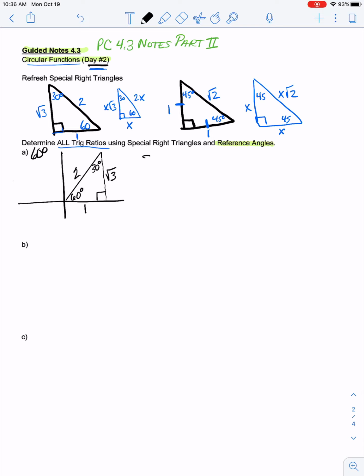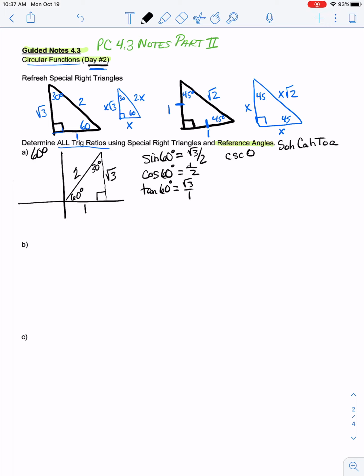Then we could say that the sine of 60, using SOHCAHTOA, remember, you need that over here to the side. Whoopsie. Can't talk and write at the same time, kind of a problem. SOHCAHTOA, there we go. Sine is opposite over hypotenuse, so we'll have square root of 3 over 2. Cosine 60, adjacent over hypotenuse, so that'd be 1 over 2. And tangent 60 should be square root of 3 over 1, or just square root of 3.